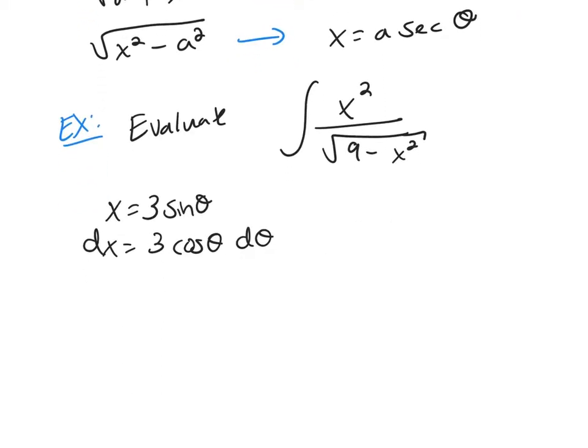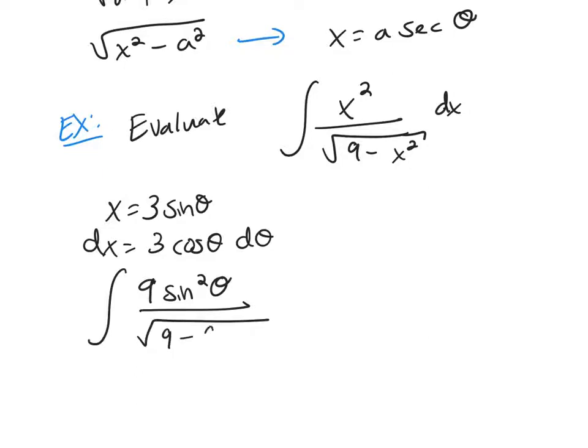And now we're going to take our integral and swap out all the x's. There should be a dx here. Swap out all the x's for thetas. So you'll have, taking the square, 9 sine squared over the square root of 9 minus 9 sine squared. And then swap out dx, which will be 3 cosine theta d theta.